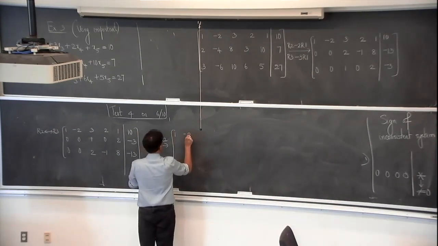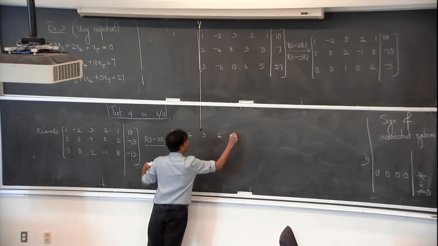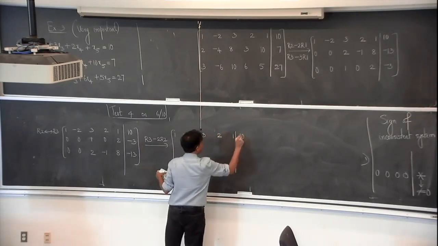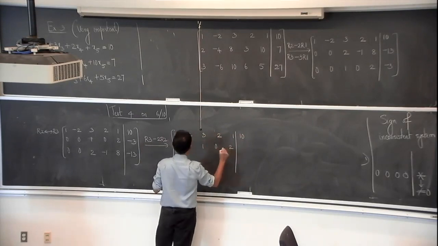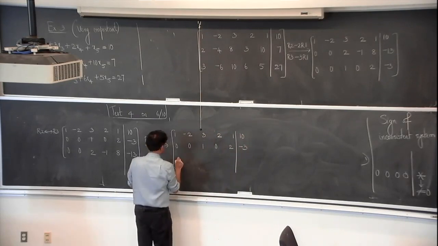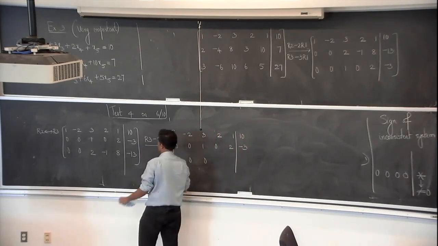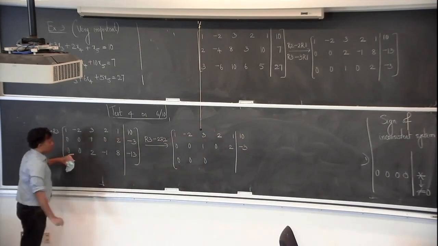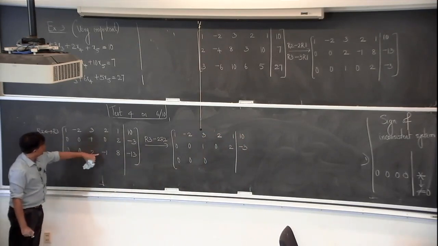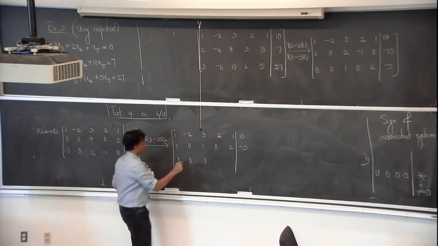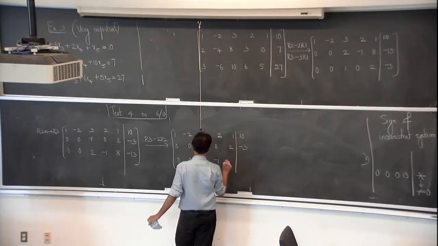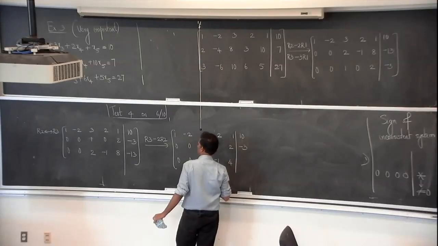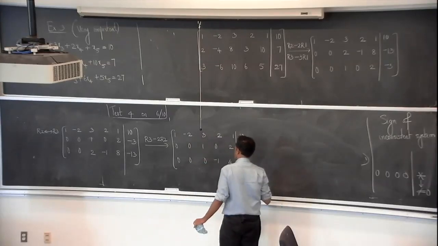1, -2, 3, 2, 1. 10, 0, 0, 1, 0, 2, -3, 0, 0, 0. R3 minus 2 R2, -1, 4, -7.